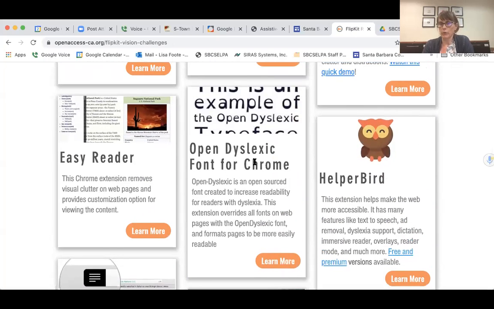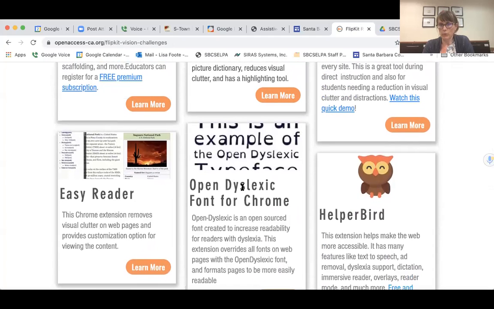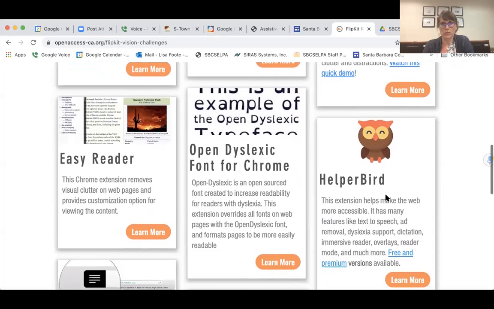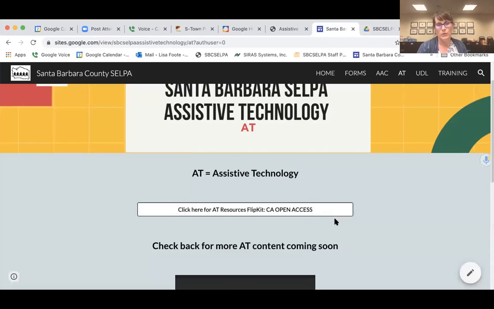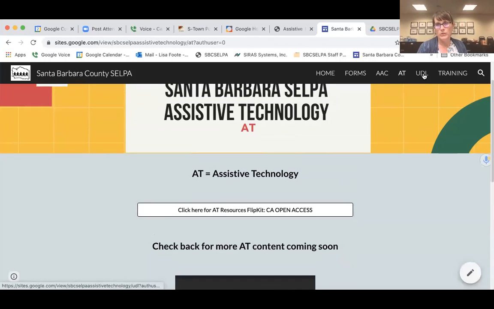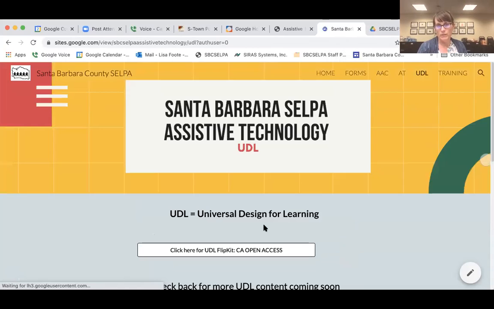Open Dyslexic font for Chrome is interesting. It's supposed to increase readability. I think Helperbird is another one where it can make the website look more accessible and such. So there's that flip kit, and UDL will have the same thing. There's a flip kit for UDL.